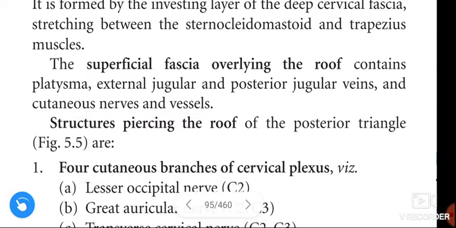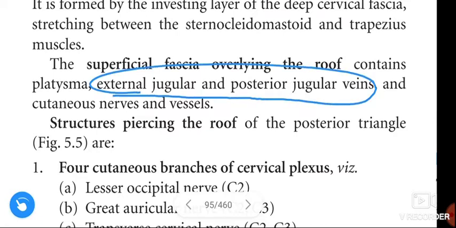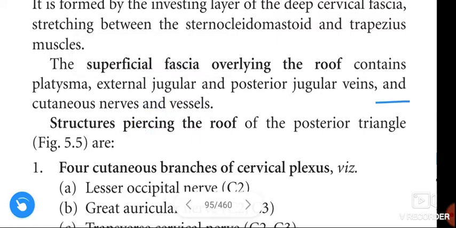See once again, the superficial fascia overlying the roof contains the platysma, external jugular and posterior jugular veins, that means two veins, and cutaneous nerves and vessels.